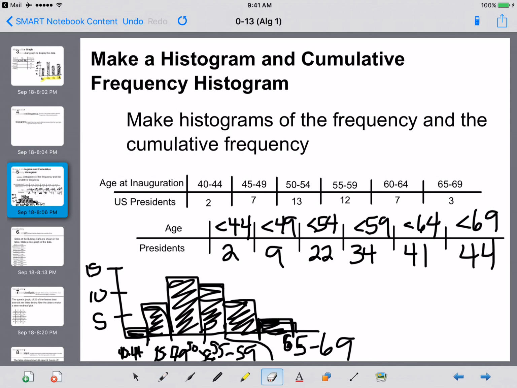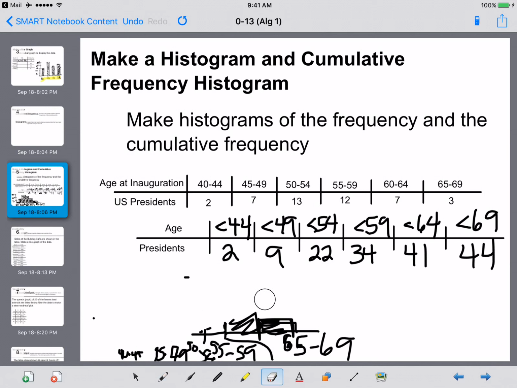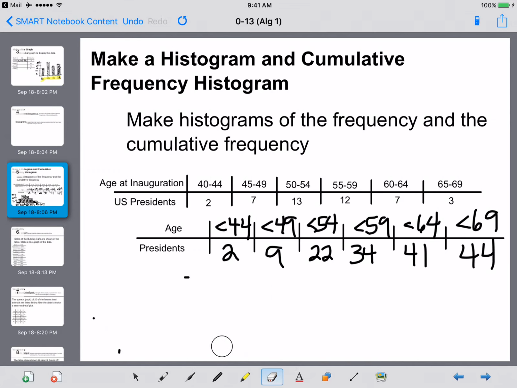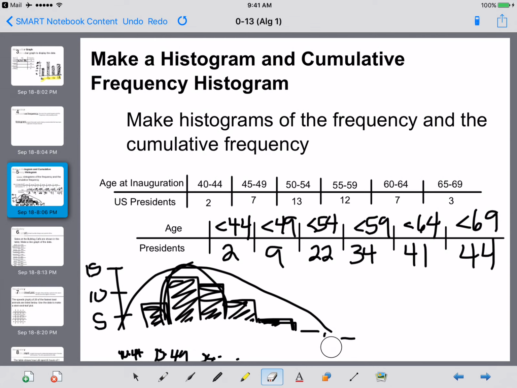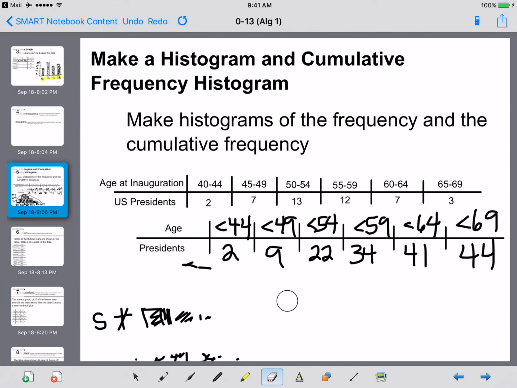So what we're going to do here now is I'm going to erase our old histogram. You saw how that was shaped there. So you saw it went up and then down. So most of the presidents were inaugurated in this chunk here. So around 50 to 59. Now we're going to see how it grows each year with our cumulative frequency table.